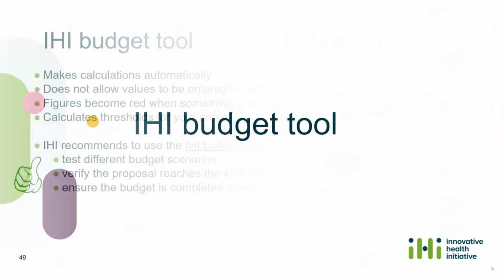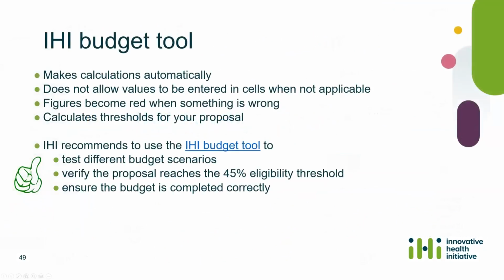So I'll present you now our budget tool. The tool makes calculations automatically, so you don't need to bother, for instance, calculating ICOP. It's automatically done. Also, it does not allow values to be entered in cells when they are not applicable. For instance, contributing partners are not able to enter IKAA.